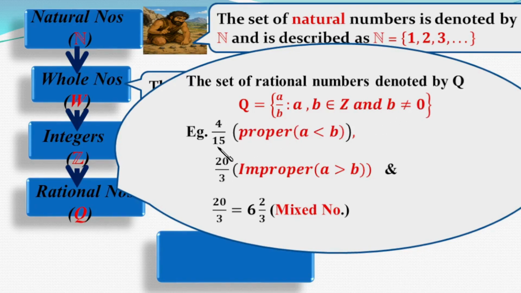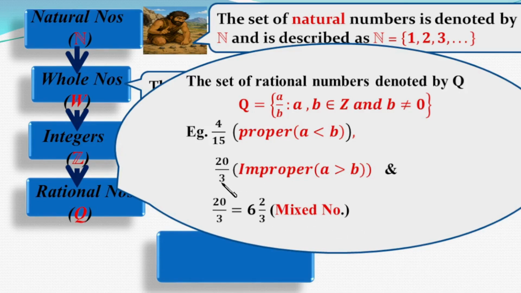So 4 over 15, for example, this is a rational number. We can also call this a fraction, a proper fraction, because the numerator is less than the denominator. So whenever we have a fraction having a numerator less than the denominator, we call it a proper fraction. If the numerator is greater than the denominator, we call it an improper fraction. So for rational numbers a over b, we can also call them fractions, proper or improper. Just keep in mind, we can rewrite an improper fraction as a mixed number.